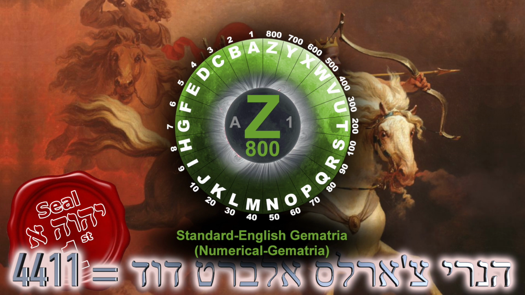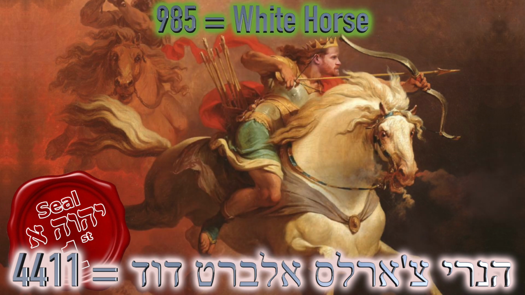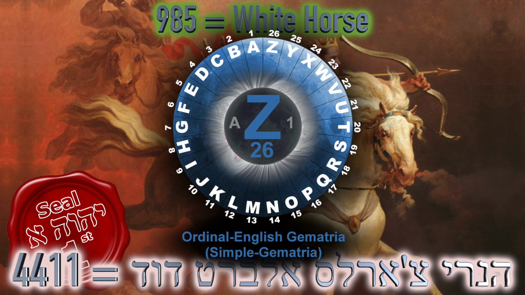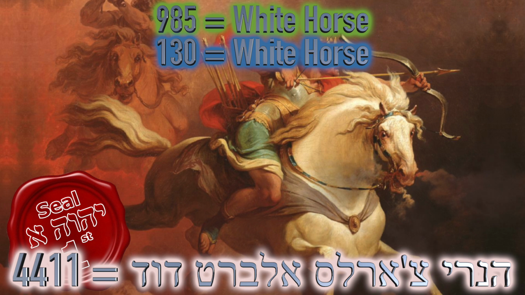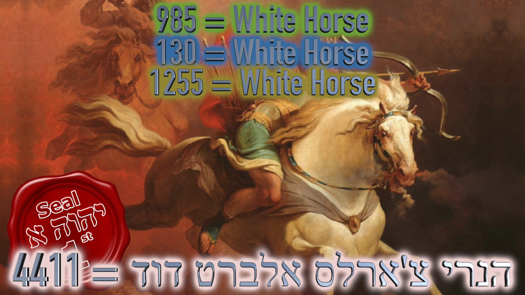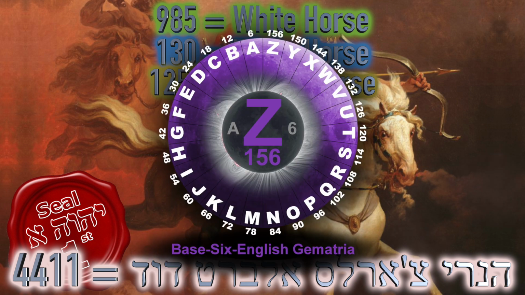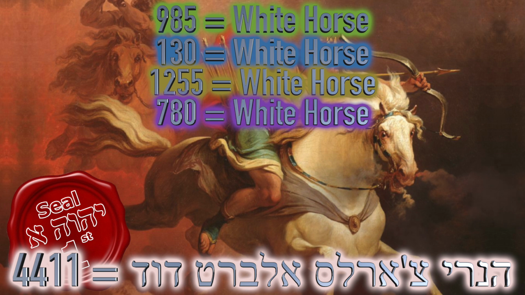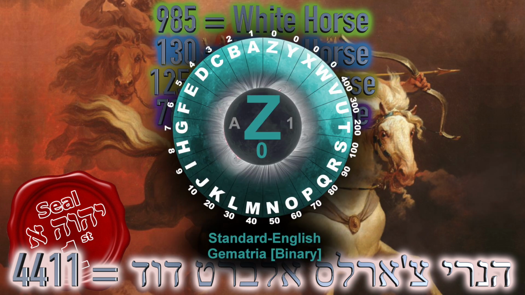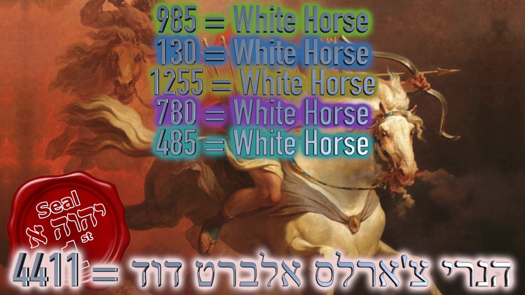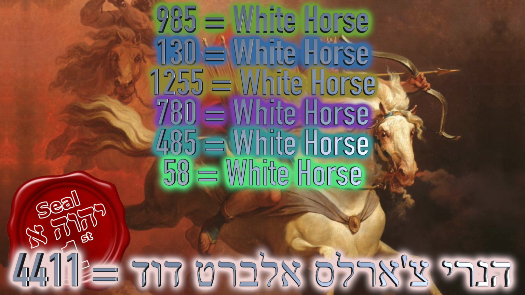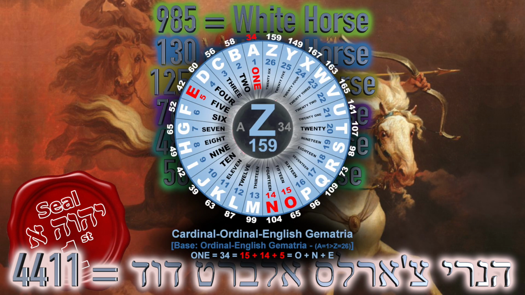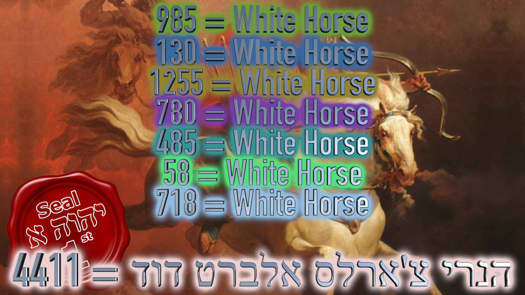Using Standard English Gematria, White Horse equals 985, and using Ordinal English Gematria, White Horse equals 130, and using Jewish Old English Gematria, White Horse equals 1,255, and using Base 6 English Gematria, it equals 780, and using Standard English Gematria Binary, it equals 485, and using Latin Gematria, it equals 58, and using Cardinal Ordinal English Gematria, it equals 718.